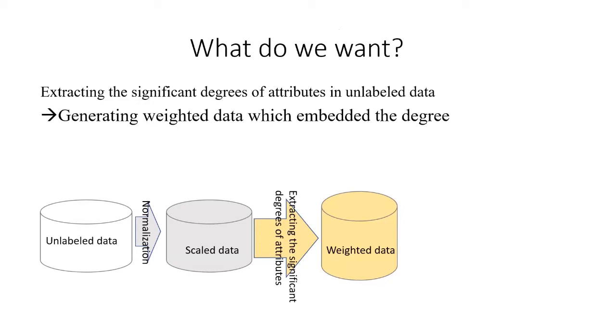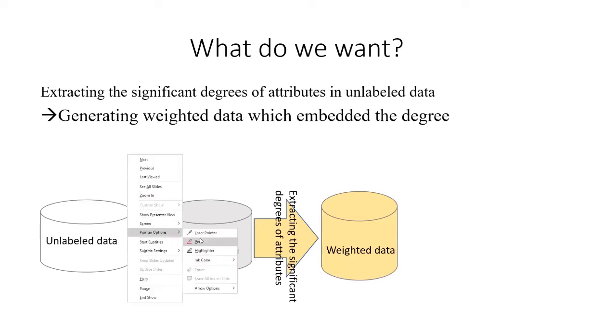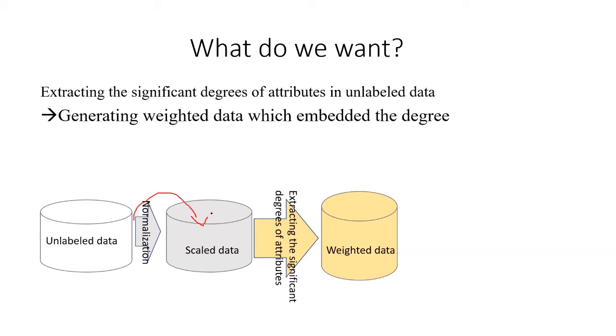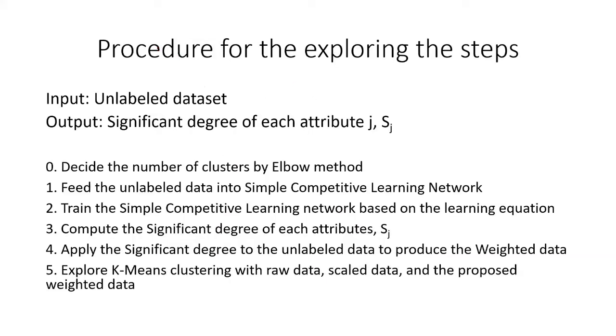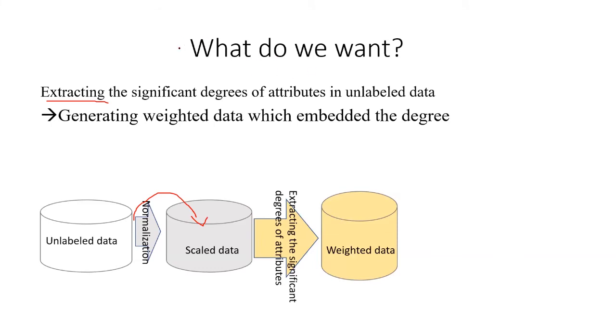This is a simple sketch. When we have unlabeled original data, typically with the normalization process we can have scaled data, so we can utilize this data. But here we want to go one more step. That is, we'd like to extract the significant degree of each attribute in the unlabeled data. For example, if there are 10 attributes, we want to see the significant degree of each attribute. Then using that significant degree, we'd like to generate the weighted data, and after generating it, we try to see how this weighted data is better than scaled data, and of course, better than unlabeled data. This is what we are aiming to do.